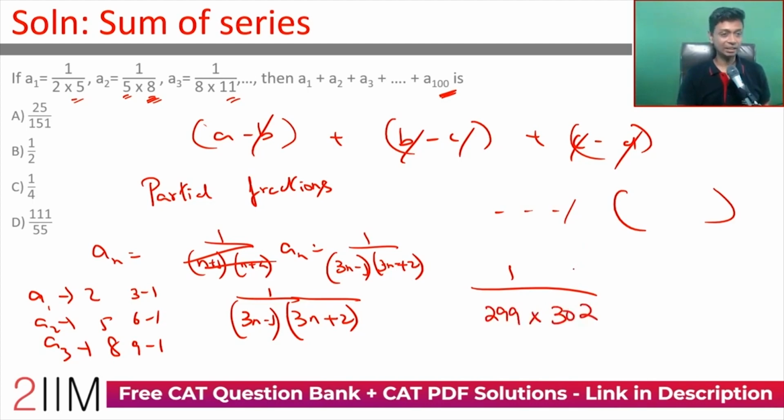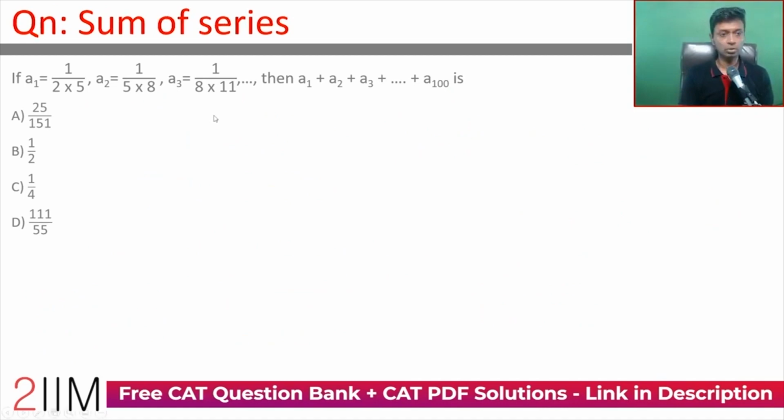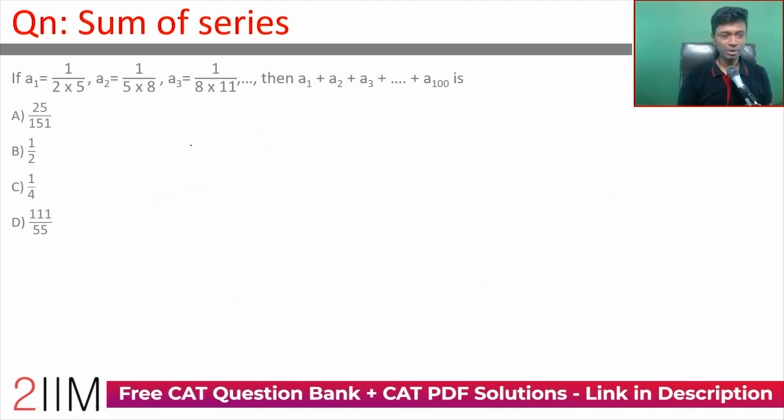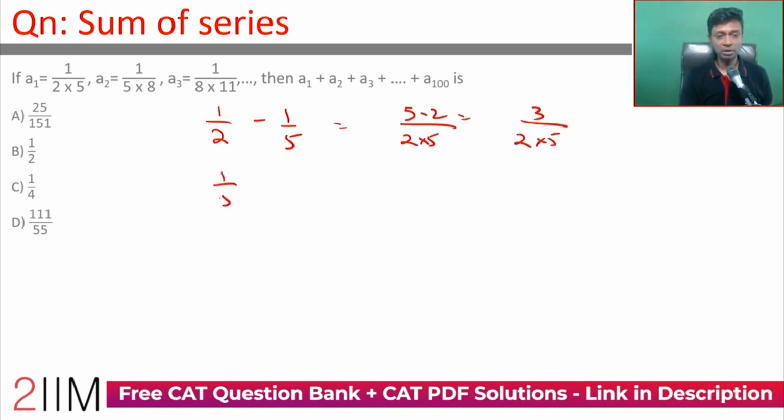That's the 100th term. We're going to break this open using the idea of partial fractions. How so? Start with, I'm going to go back to this. Let's get back to pointer mode. 1 by 2 into 5. So I'm going to think about it as 1 by 2 minus 1 by 5. LCM is 2 into 5. Numerator is 5 minus 2, 3 by 2 into 5. 1 by 5 minus 1 by 8: 5 into 8, 8 minus 5, which is 3 by 5 into 8.